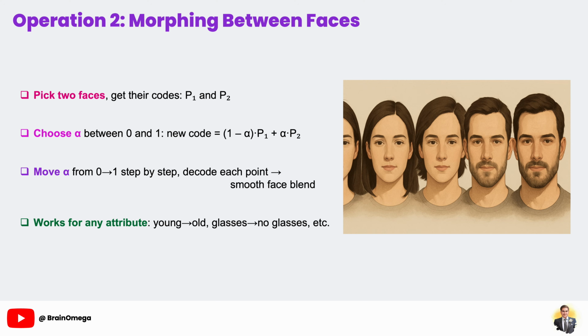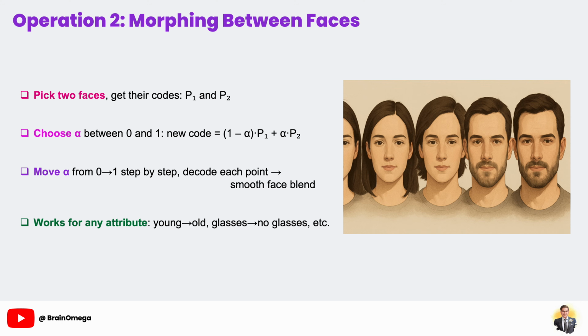Next, let's blend one face into another, like a digital melting pot. This is how face morphing works in latent space. 1. Choose two faces. Let's say face A is Alice and face B is Bob. Encode both to their latent codes. P1 equals encoder of Alice, P2 equals encoder of Bob. 2. Pick a blend factor alpha. Alpha is a number between 0 and 1.